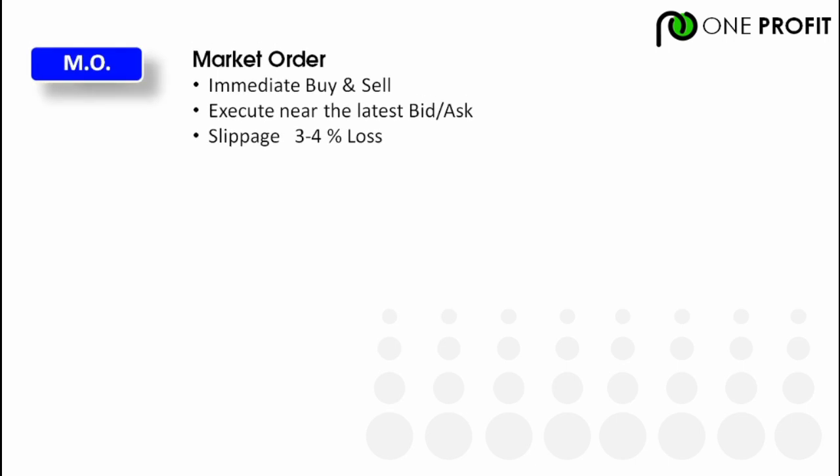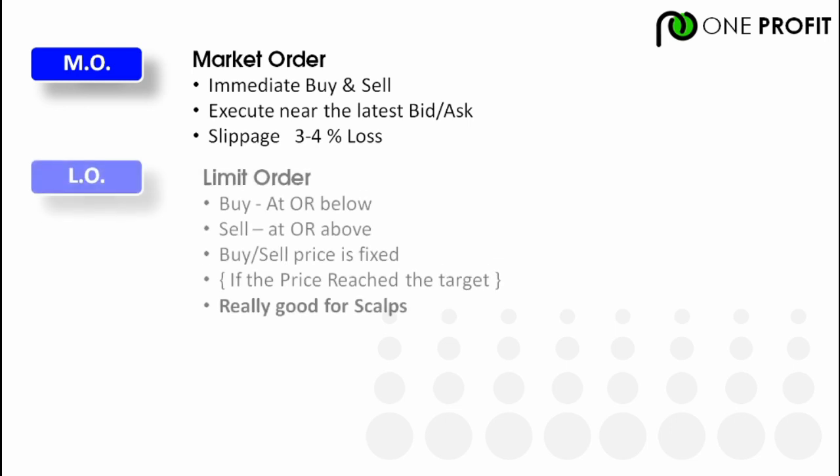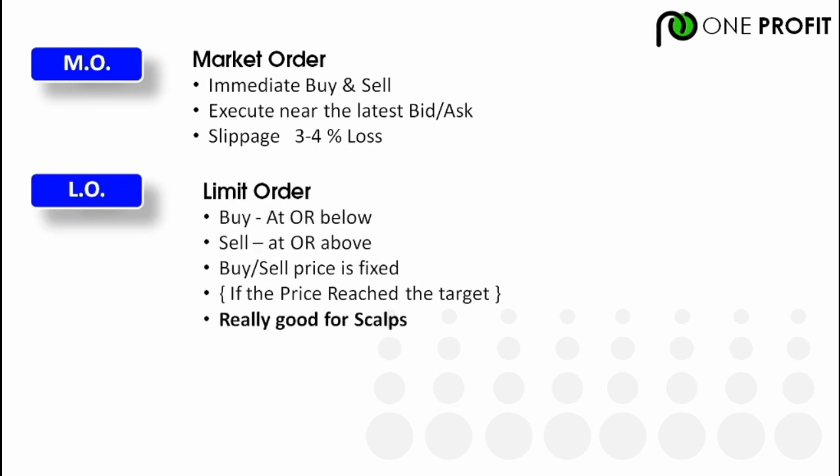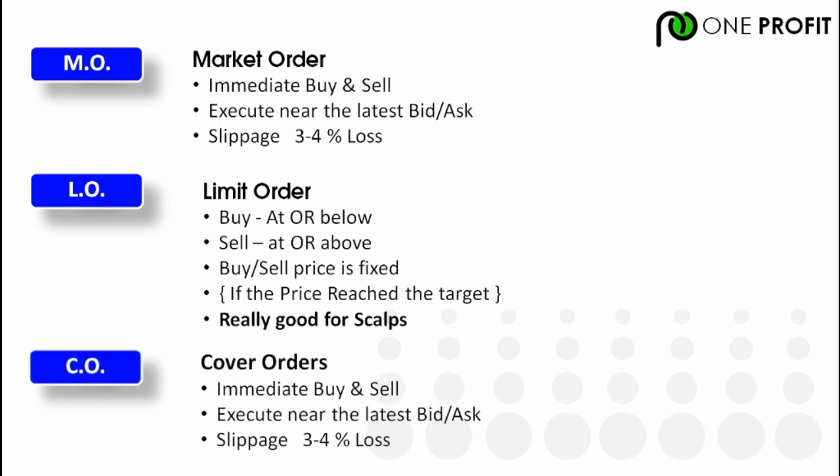Market orders. Immediate buy and sell execute in market orders. Execute near the latest bid ask. Because of no condition, it gives 3 to 4% slippage monthly. Limit orders. In limit orders, buy or sell execute only at triggered price.